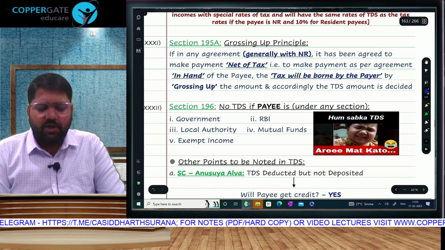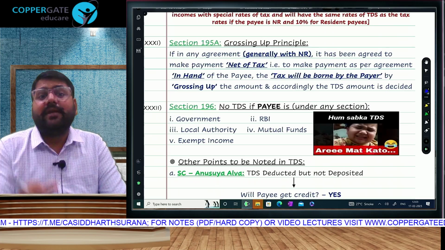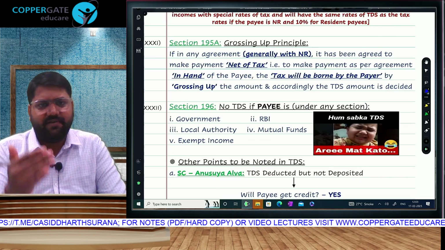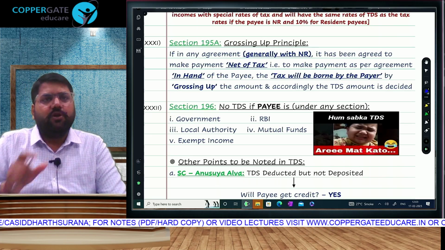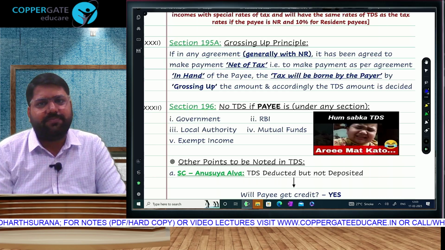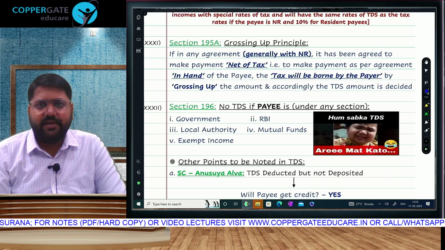Okay. Next, grossing up principle. If the payment has to be net of tax, we have to gross up. We very well know 100 minus 10 is 90. So if payment is 90, how much is 100? Grossing up, we have to find out the TDS amount.